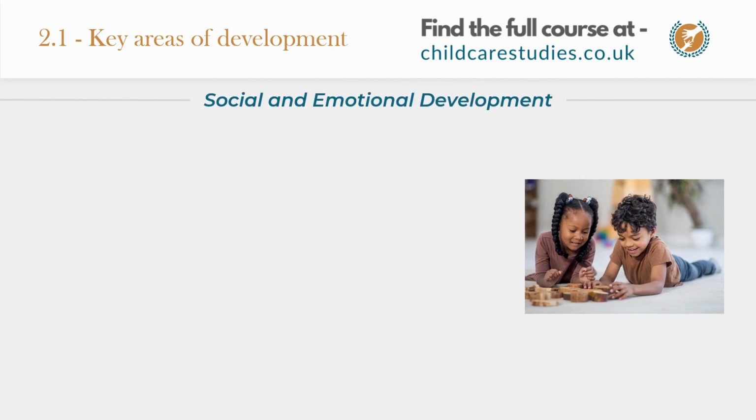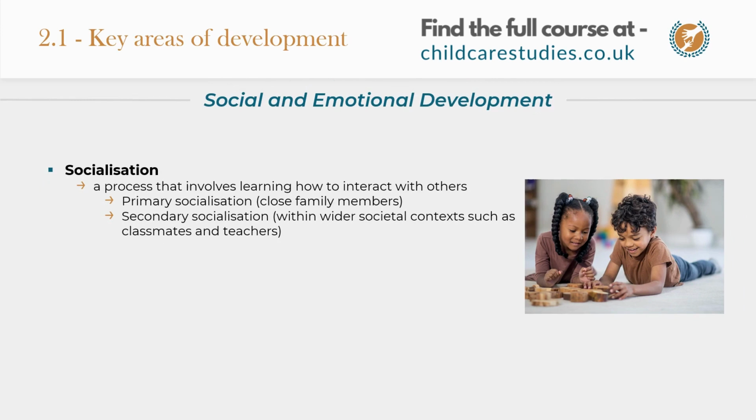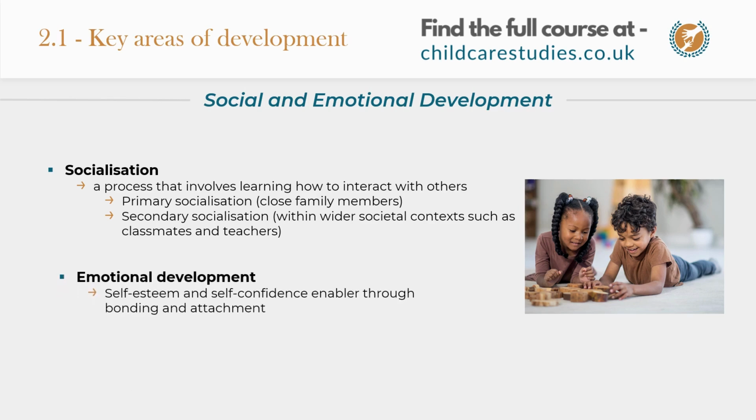Social and emotional development. Socialization is a process that involves learning how to interact with close family members within the immediate family unit, so primary socialization, and with people such as classmates and teachers within wider societal contexts such as school, secondary socialization. The ability of children to socialize and interact with others in constructive and meaningful ways runs parallel with their emotional development. Emotional development is boosted by the early acquisition of positive attributes such as self-esteem and self-confidence, as enabled through important processes such as bonding and attachment.